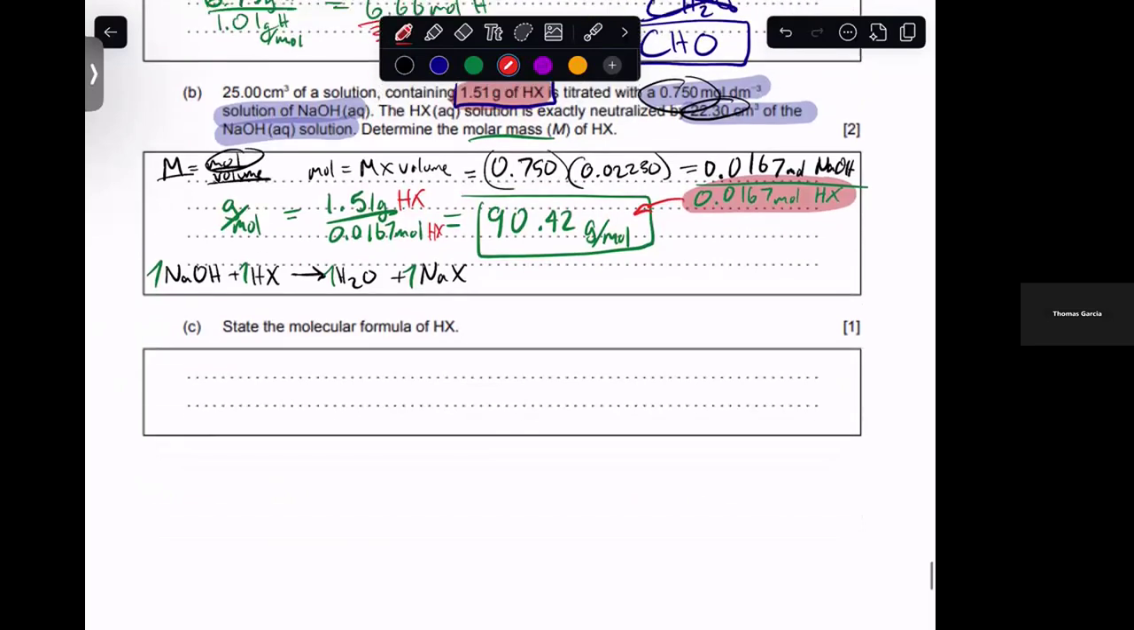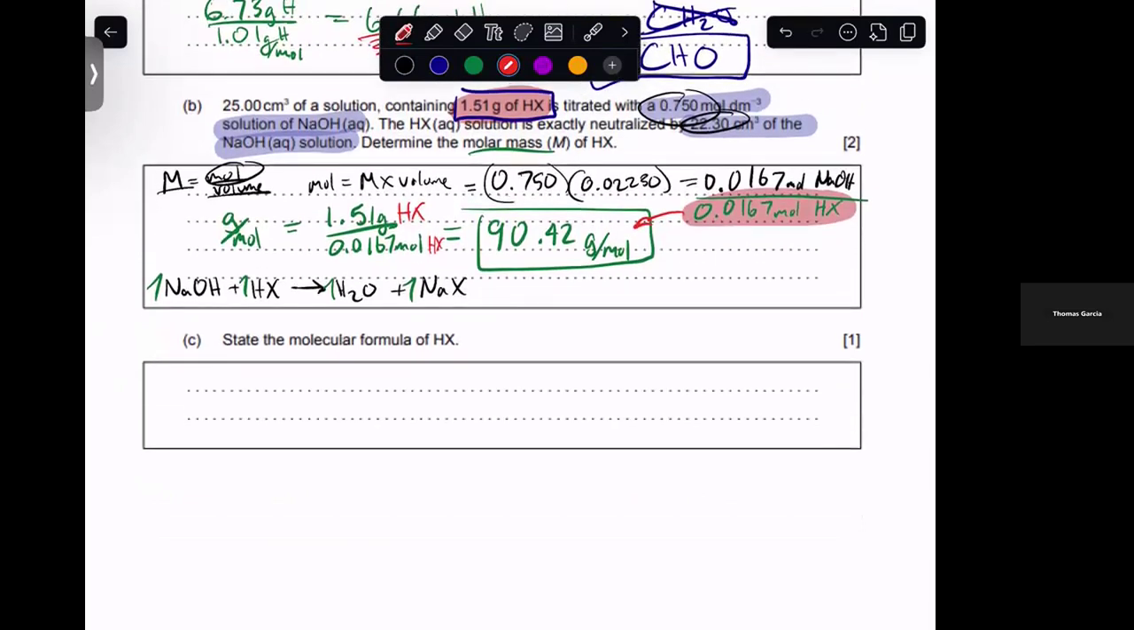Lastly, state the molecular formula of HX. Well, I know that HX has an empirical formula of HCHO. That empirical formula has a mass of 1 plus 12 plus 1 plus 16, approximately 30 grams per mole. But it needs to be 90.42. So all I have to do is multiply this by 3, and then I get about 90. So that means I have to multiply my empirical formula by 3.